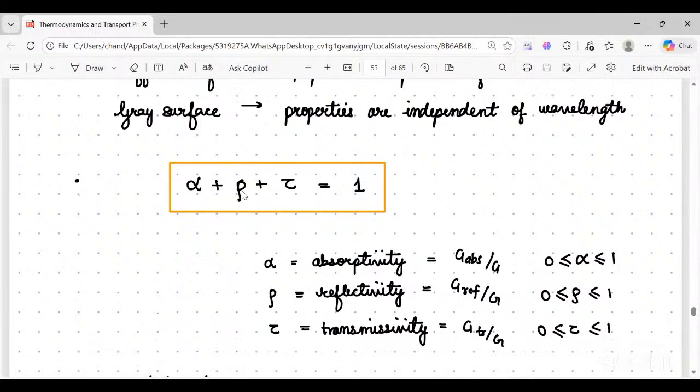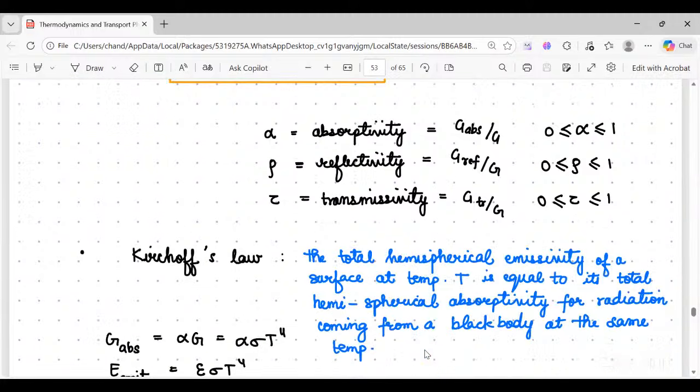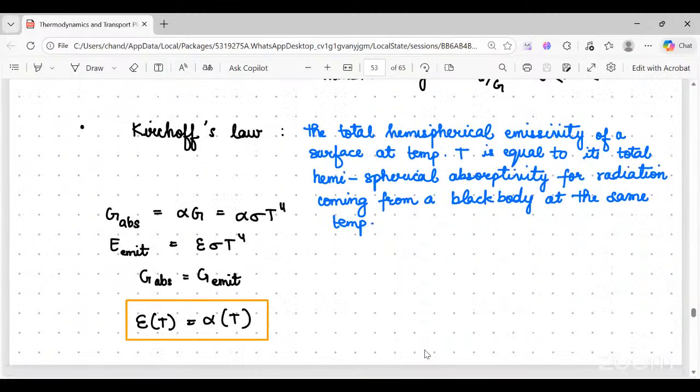So for any body overall, alpha plus rho plus tau is equal to 1. Alpha is absorptivity, rho is reflectivity, tau is transmissivity. Kirchhoff's law: the total hemispherical emissivity of a surface at temperature T is equal to its total hemispherical absorptivity for radiation coming from a black body at the same temperature. You can write G abs is nothing but alpha G, which is alpha sigma T power 4. E emit is nothing but epsilon sigma T power 4. If G absorption equals G emission, then epsilon T is equal to alpha T.